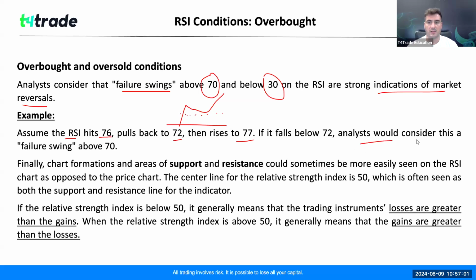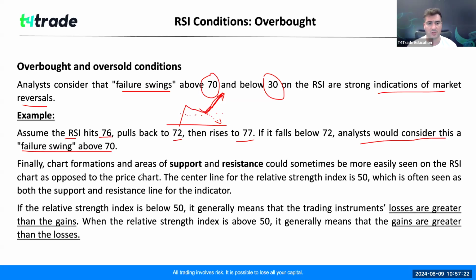Analysts would consider this to be a failure swing above 50. You would have expected it to move this way, but it failed to do so and swung upwards. So this is a failed swing, this one. You treat this accordingly, most of the time by going long.